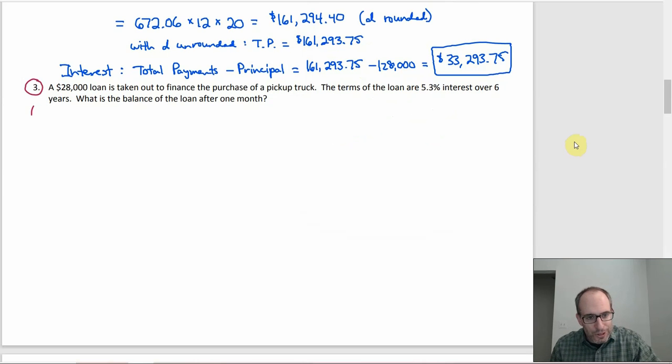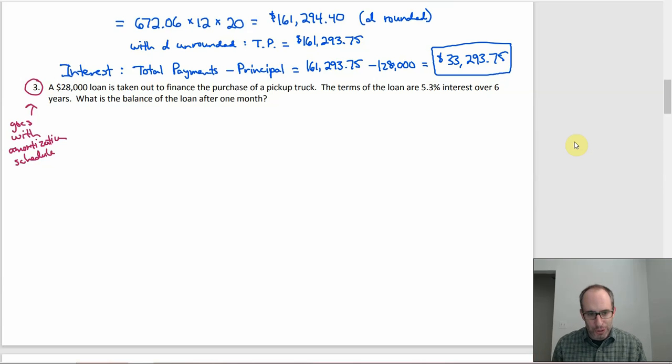So this really goes with the amortization schedule, which is a little bit later in the notes. Like number 6 and number 7, that's what those are.